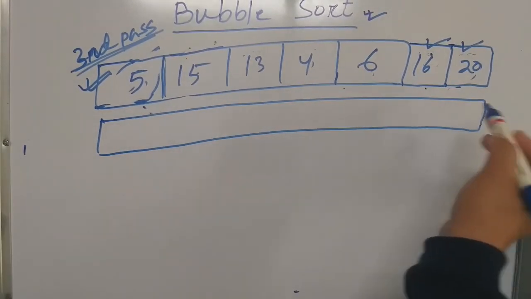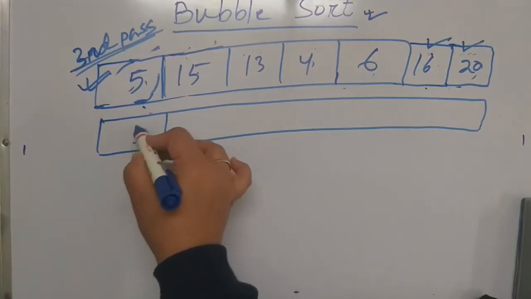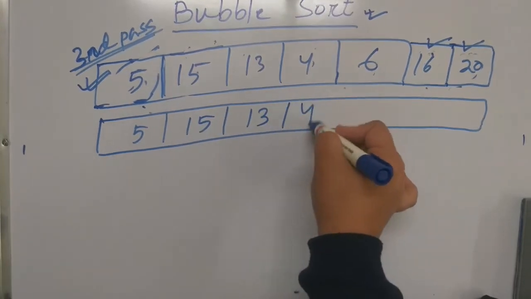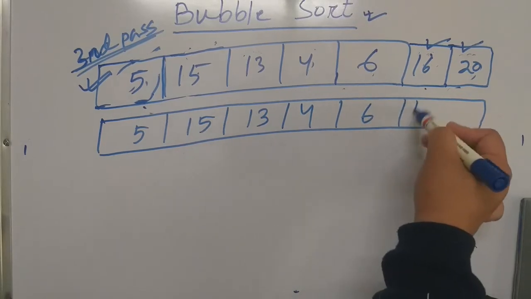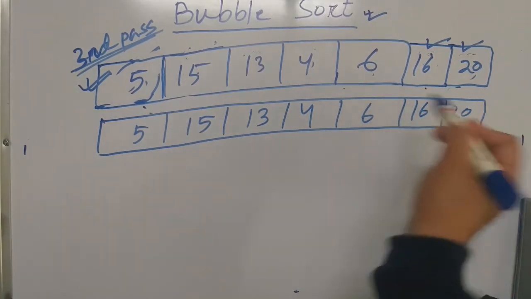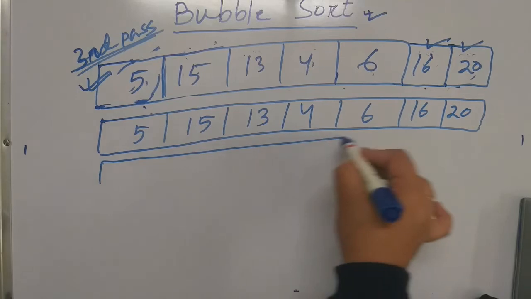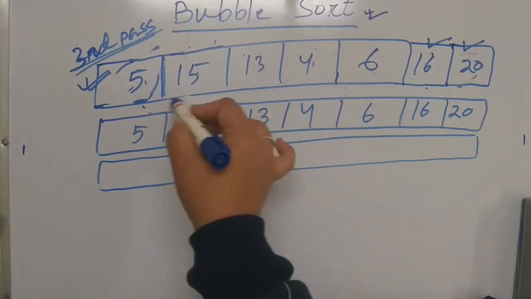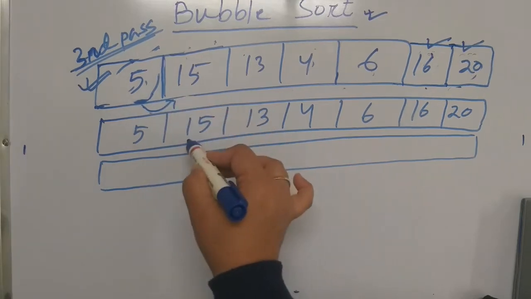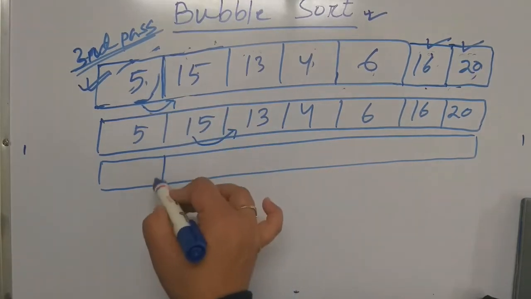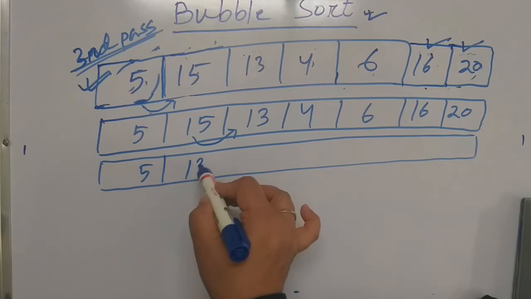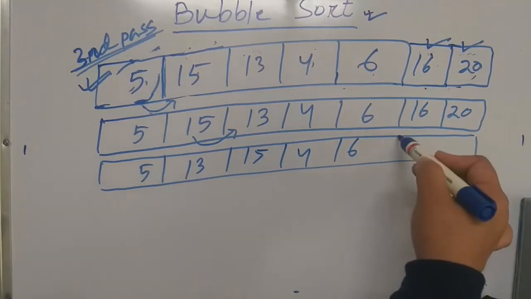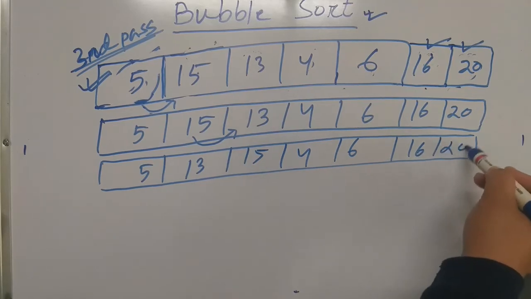So once again I write down all the values. 5 is compared with 15 and the 15 is larger, 5 is smaller. So all these elements remain same. Okay, so once again the comparison is like this. 15 is compared with 13. So first 5 is compared with 15, 15 is compared with 13. So here 5 and here 13, here 15, here 4, 6, then 16, then 20.